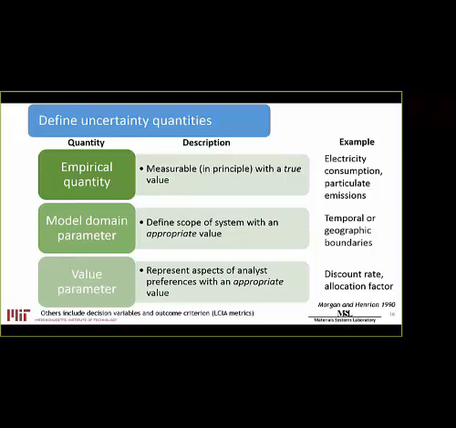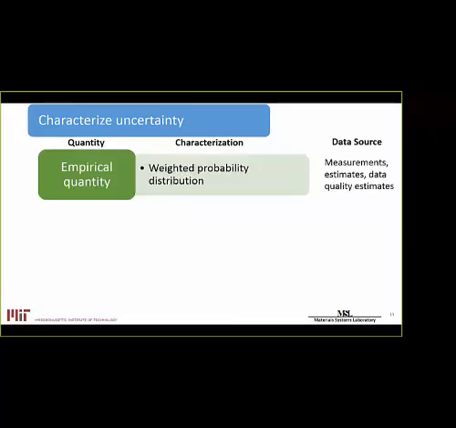Now, the reason why they matter is because they influence the way that you characterize uncertainty. So, for example, for the empirical quantities, because in theory they have a true value, we can characterize uncertainty using a weighted probability distribution, like a normal or log normal distribution. And we can get this type of data either from direct measurements or estimates or even data quality estimates as well.